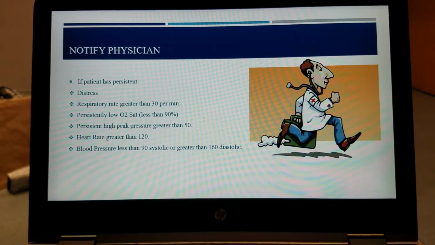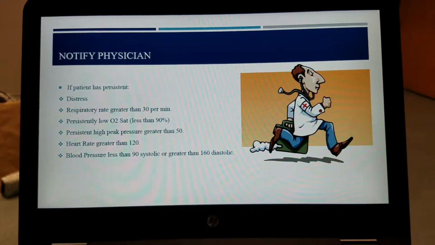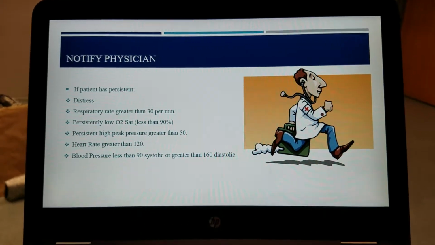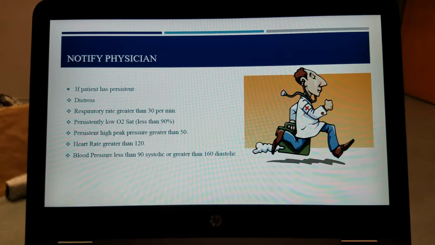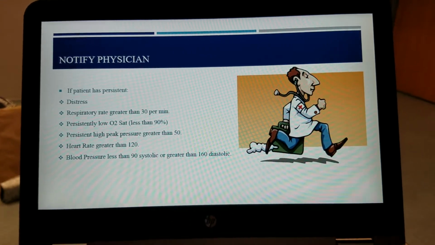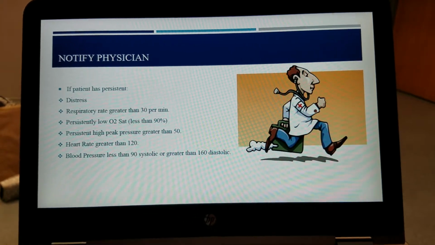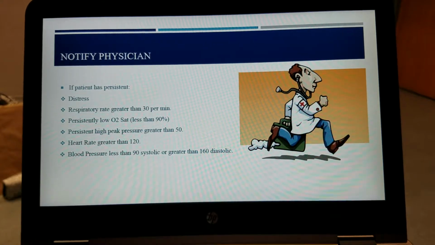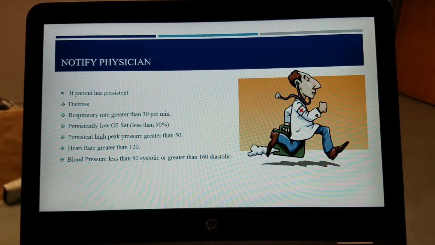Notify the physician if a patient has persistent distress, respiratory rate greater than 30 per minute, persistently low O2 sat less than 90%, persistent high peak pressure greater than 50, a heart rate greater than 120, and blood pressure less than 90 systolic or greater than 160 diastolic.